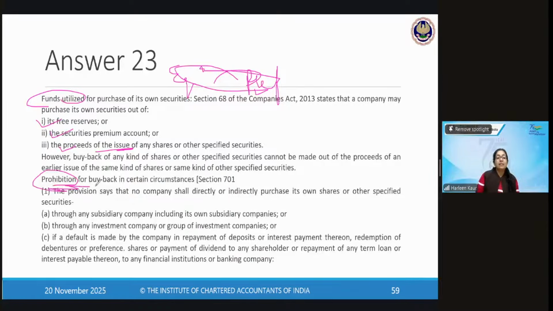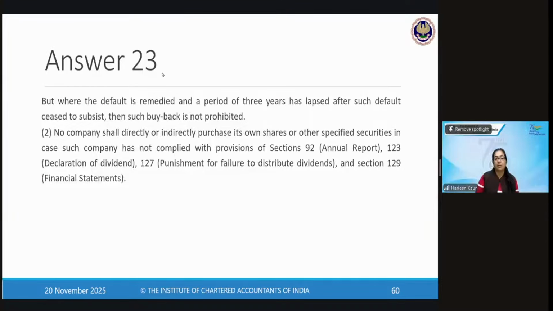Then section 70 says there are certain prohibitions. No company can purchase its securities through a subsidiary company. Remember section 19? A subsidiary company cannot buy the shares of its holding company through its investment companies. And if default has been made in the repayment of deposits or dividends or these kinds of things, then, if you're already a defaulter, how can you think of buying back your own securities? First you pay back the outsiders and then you think about buyback.